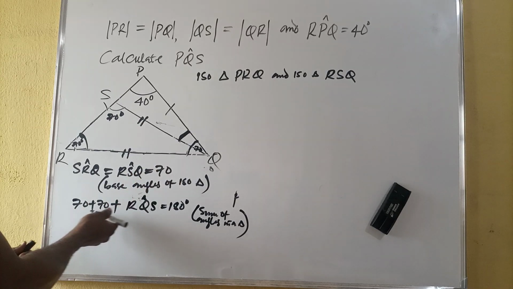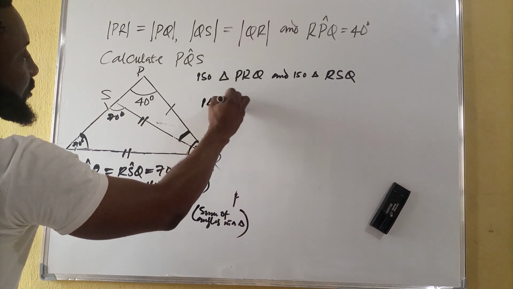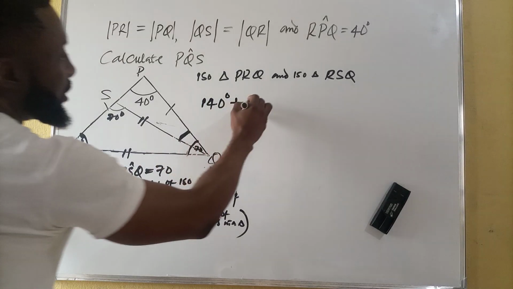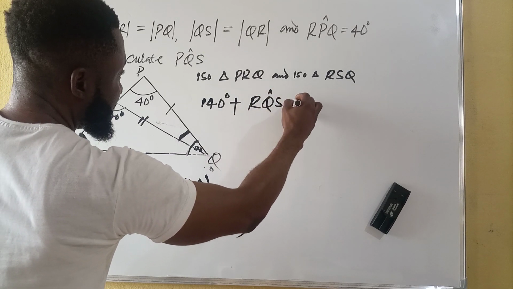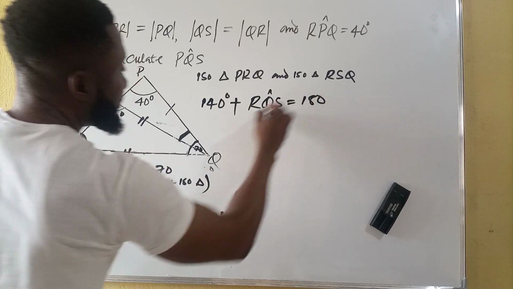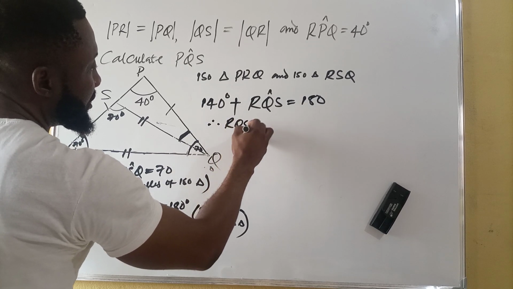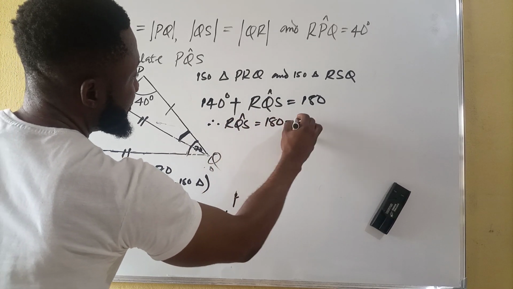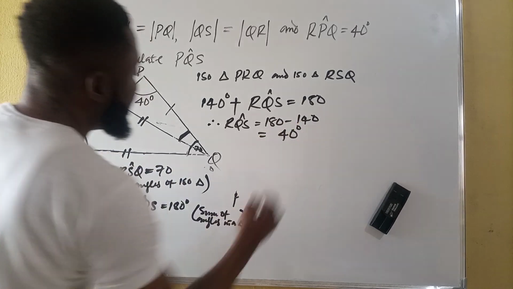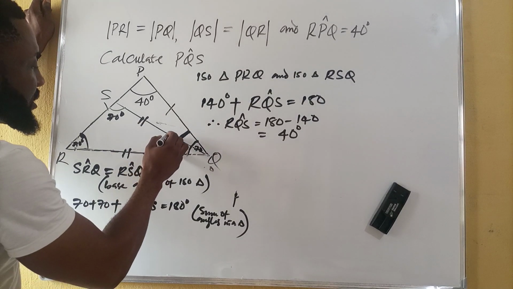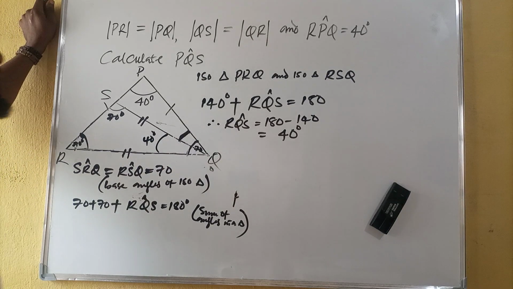So now this is going to give me 70 plus 70 is 140. 140 degrees plus RQS is equal to 180. Therefore, RQS is equal to 180 minus 140. And that will give me 40 degrees. So that means this angle here is 40 degrees.